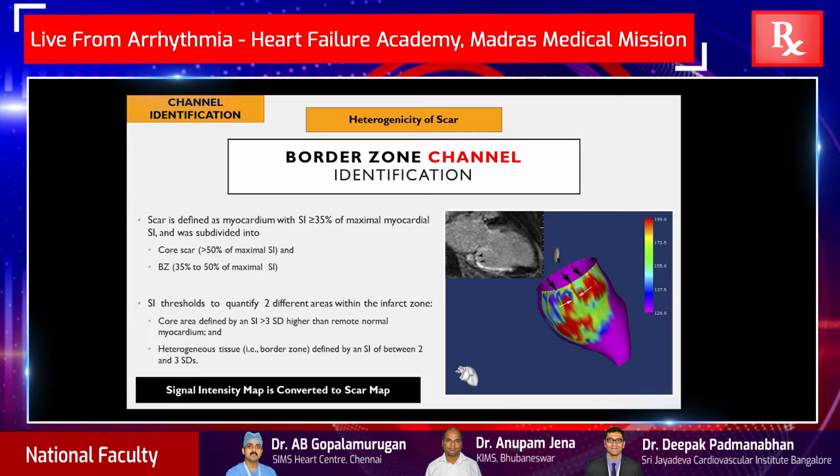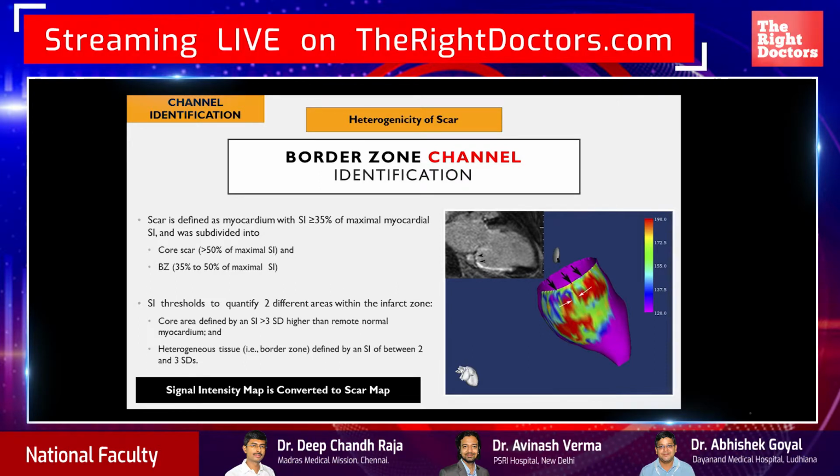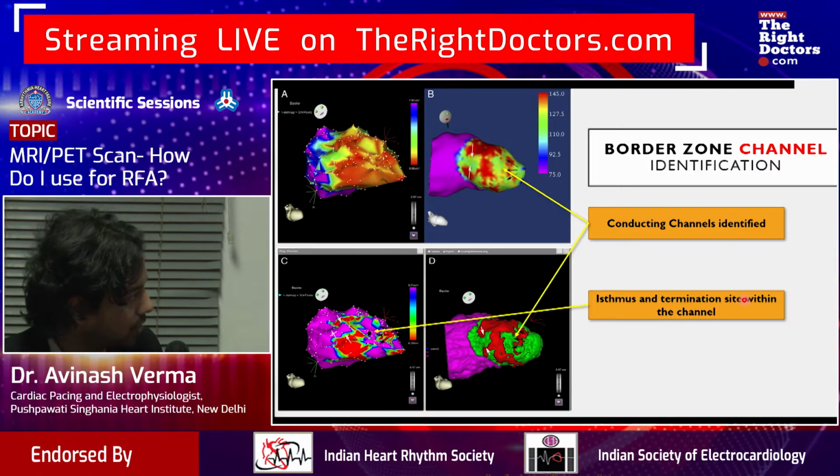This is all absolutely dense scar. The green area forms the channel. These are the channels which harbor the isthmuses. And what it is showing you is viable myocardium and dead myocardium both. And it is not just showing you in one plane, it is showing you in 3D. I'll show you how.